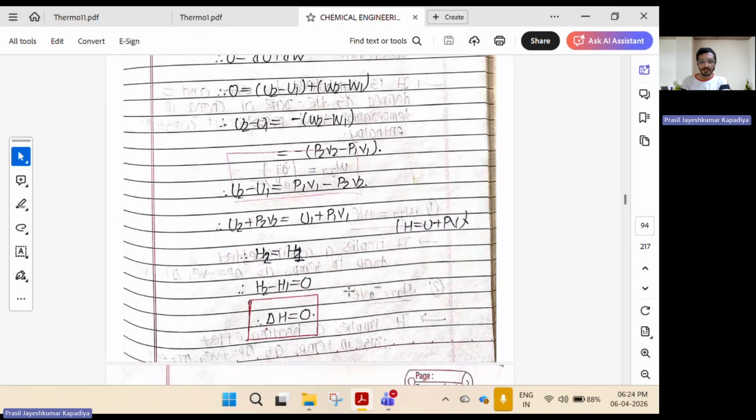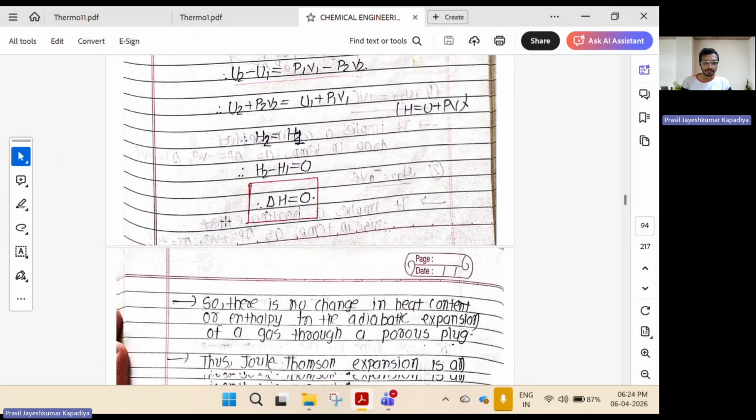Now if I take all the terms together, so if I take U1 this side, U1 plus P1 V1 is equal to U2 plus P2 V2. Now we know that U1 plus P1 V1 is H1, and U2 plus P2 V2 is equal to H2. So we know that U2 plus P2 V2 is equal to U1 plus P1 V1. What does this mean? This means that H2 is equal to H1. If H2 is equal to H1, this means that delta H is equal to 0.